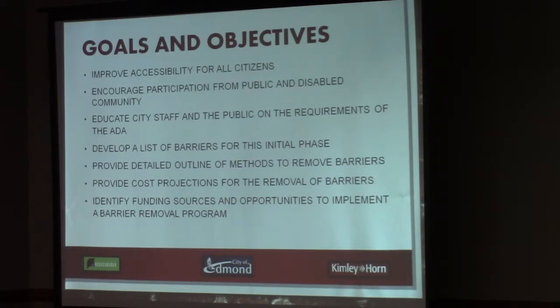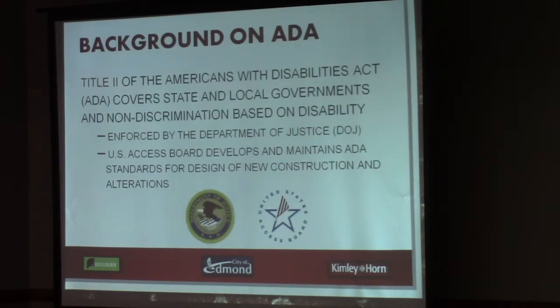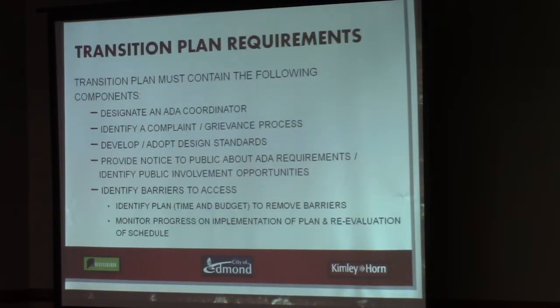Then once we have all of the issues, we have to figure out how to resolve them. So there's a plan that has to go in place, and all of this is part of the transition plan project. Now, ADA is broken into several different titles. A city like Edmond is a Title II entity because they receive public funds. Anybody who receives public funds falls under Title II, and Title II has some requirements that Title III doesn't have. Title III is your businesses and your restaurants and things like that. They're not required to do a transition plan, but a Title II entity is.